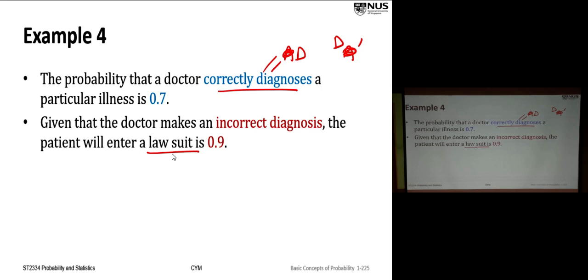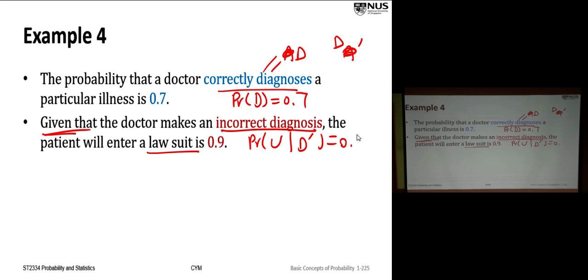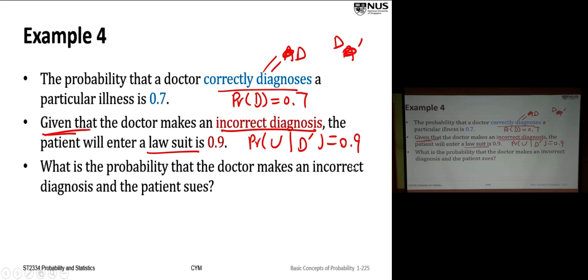Then lawsuit. All right. So this basically means the probability of D is 0.7. The probability, given an incorrect diagnosis, so it's D complement, of entering a lawsuit is 0.9. All right. So what is the chance that the doctor makes an incorrect diagnosis and the patient sues?